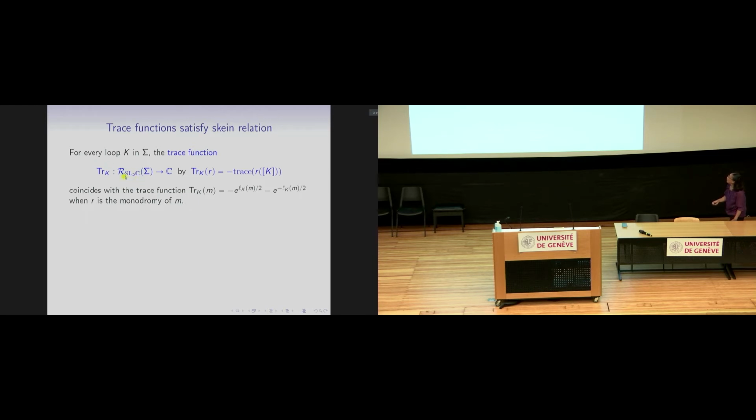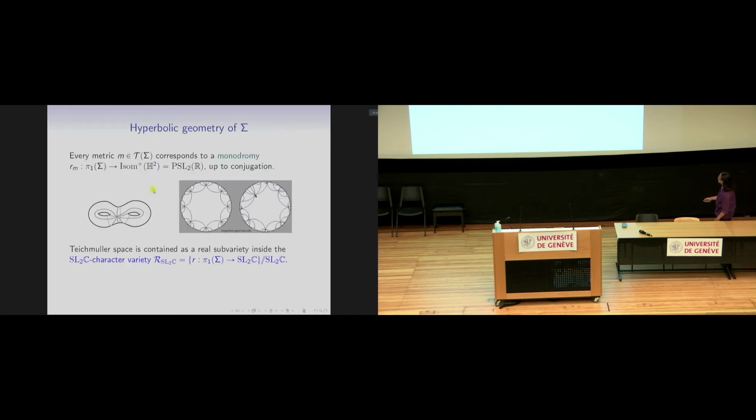Okay, all right, so now if I have this SL2C character variety, I also have a homomorphism. Let me go back. Right. Ooh, how did I go back? Okay, so now the SL2C character variety consists of homomorphisms from the fundamental group to SL2C.